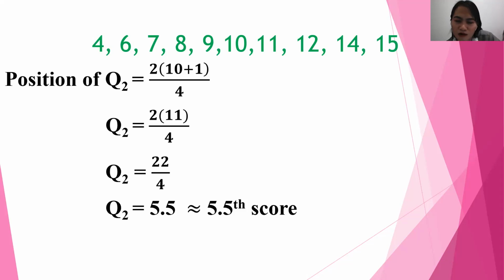Why didn't we round up or round down the quartile? What do you mean by quartile 2? Yes, the middle term. If we get the middle term, do you think we have to round up or round down? No. We will get the exact middle term in the data distribution, so we don't need to round up or round down the answer. So 5.5 score.